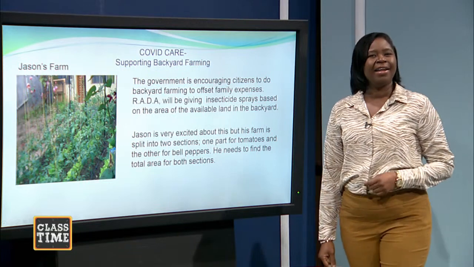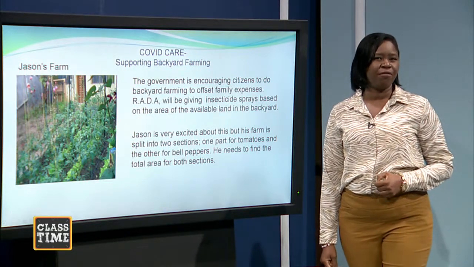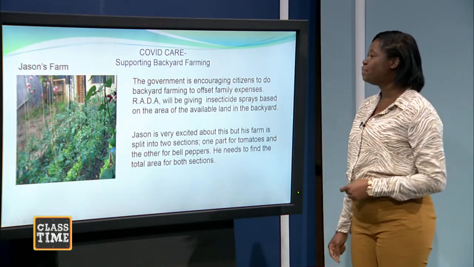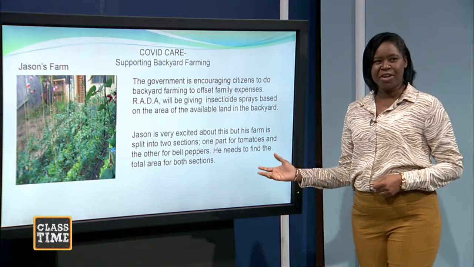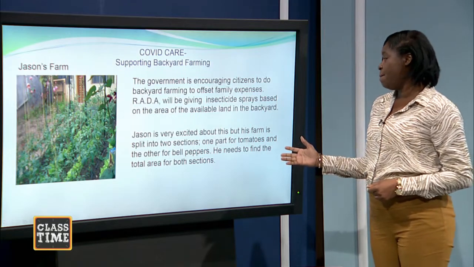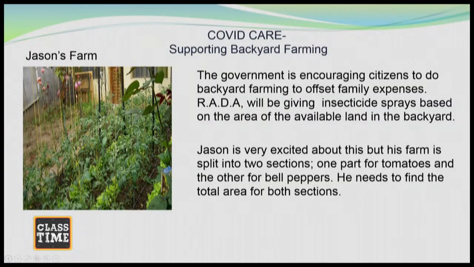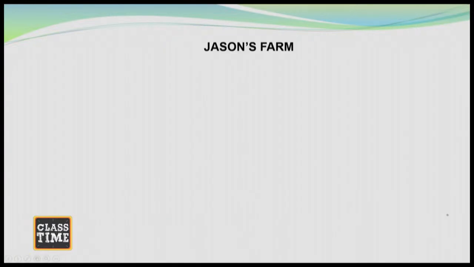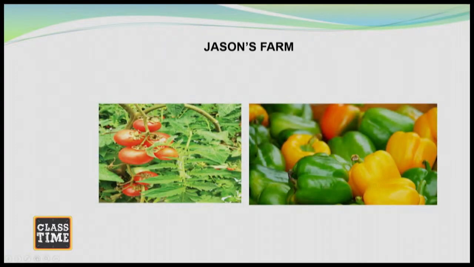Welcome back. Let's pick up where we left off. So, as we were talking about Jason's farm, and he's very excited about the project, but his farm, as we said, is split into two sections. One part for tomatoes and the other for bell peppers. He needs to find the total area for both sections. And this is what his farm looks like.